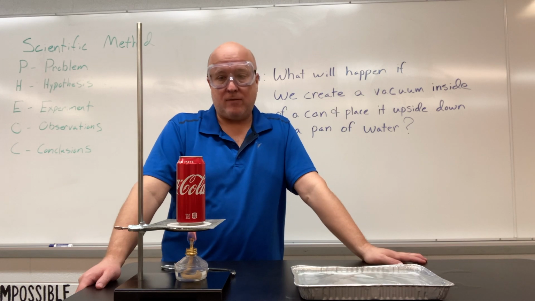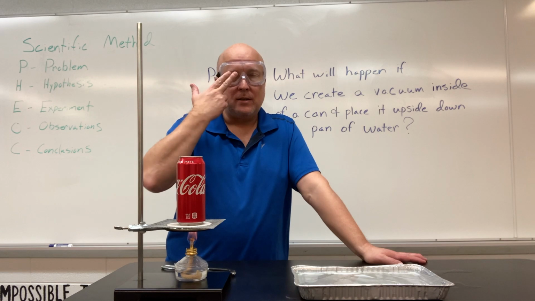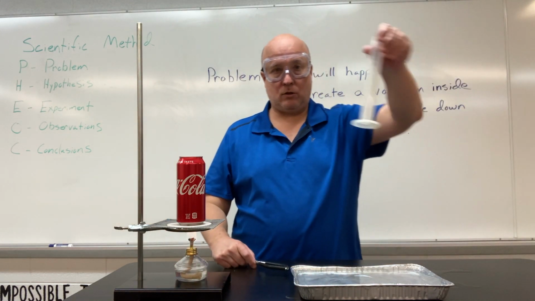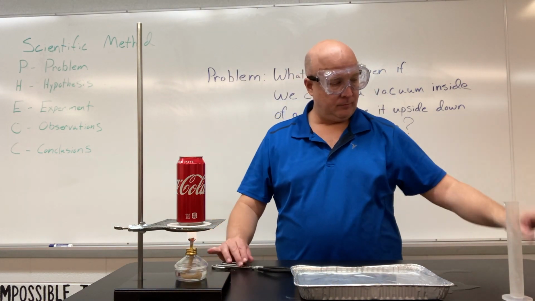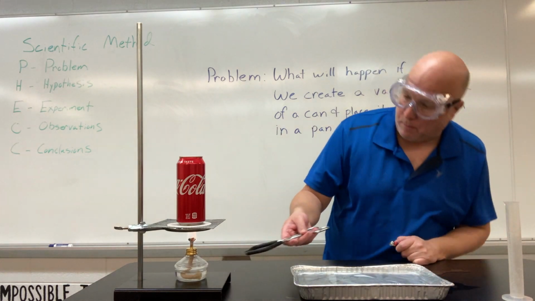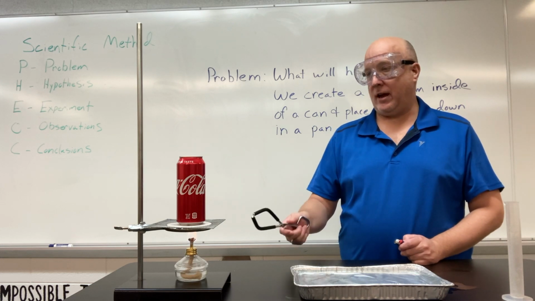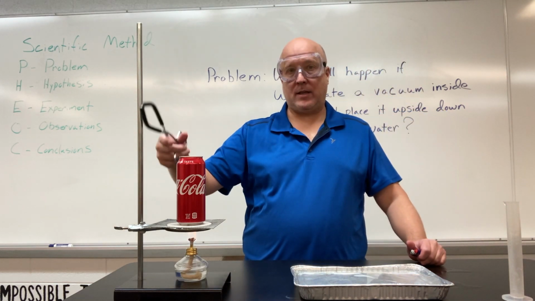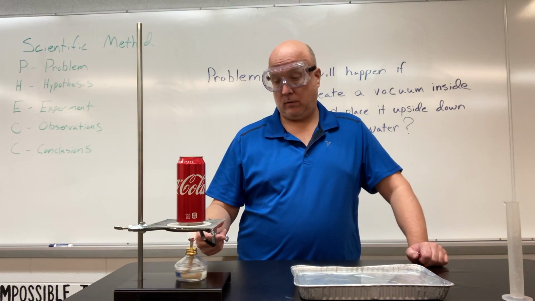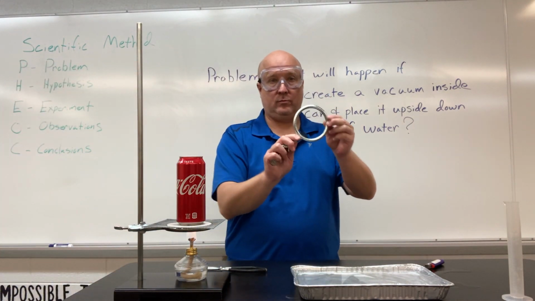Also, in your experiment, and I also have safety goggles on, you have to have all your different materials: safety goggles, beaker tongs, graduated cylinder, a lighter, alcohol lamp or burner, empty soda can, ring stand, and the ring right here. It would look like this.